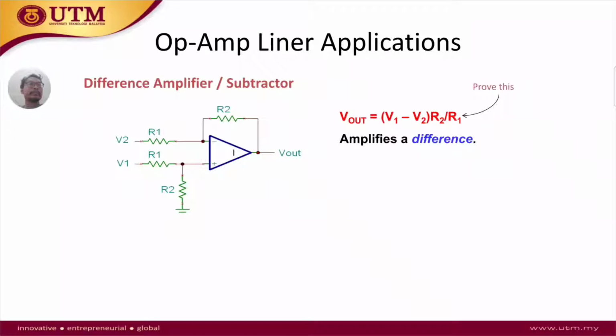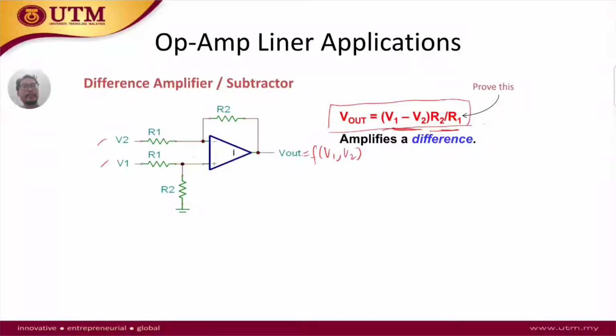Number 4 is the difference amplifier or the subtractor. Here also we can do some mathematical analysis, and we can derive what Vout is as a function of V1, V2. Our inputs are V1, V2. So what is Vout in terms of the inputs V1, V2, and also R1 and R2? If you do the derivation, you will get Vout is equal to V1 minus V2, which is the difference, times R2 over R1. So how to prove this?